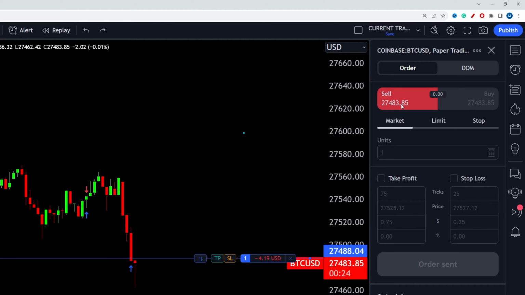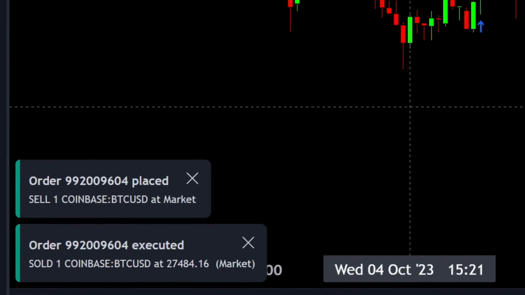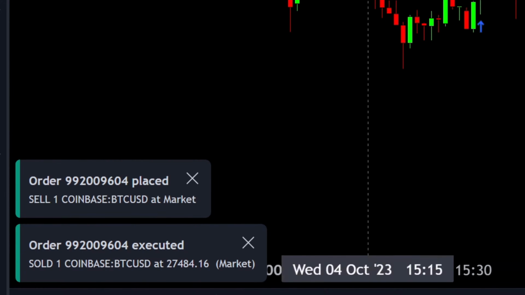Let's say that we now want to sell the position at market. Then we basically go here to where it says sell and we press sell. Now we sold the position, and in this case we actually got a small loss.